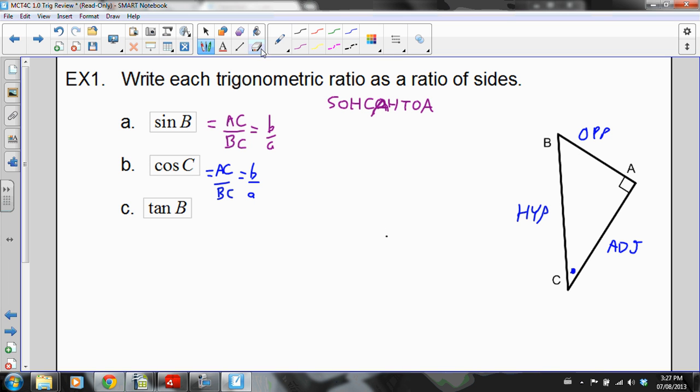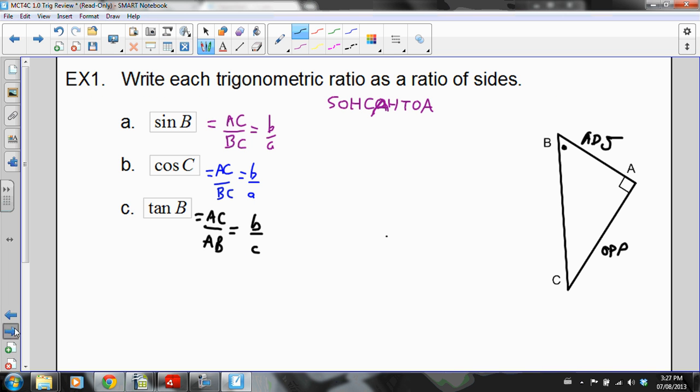Finally, the tangent of B, and I'm going to erase that again just so we have a fresh perspective here. From angle B, tangent is the opposite over the adjacent. This is still the hypotenuse, but we don't really care. It's the tangent. Opposite over adjacent is AC over AB, and in little letters, if we like, b over c.